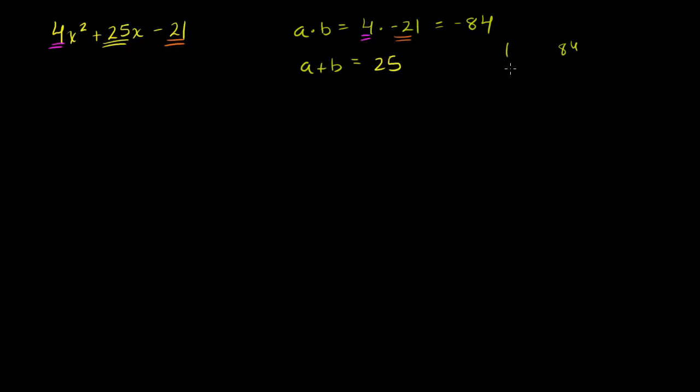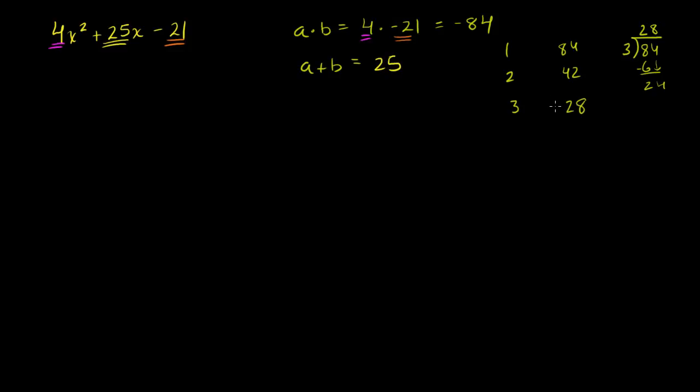Too far apart. Let's see, you could do 3. No, I'm jumping the gun. 2 and 42. Once again, too far apart. Negative 2 plus 42 is 40. 2 plus negative 42 is negative 40. Too far apart. 3 goes into 84. It goes into 8 2 times. 2 times 3 is 6. 8 minus 6 is 2. Bring down the 4. It goes exactly 8 times. So 3 and 28. This seems interesting.